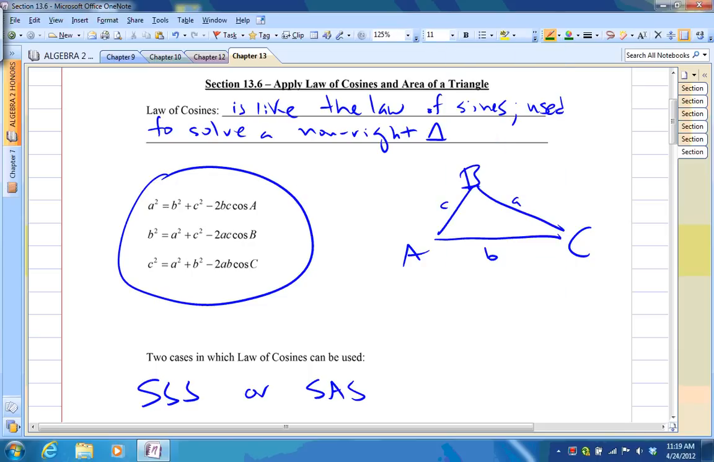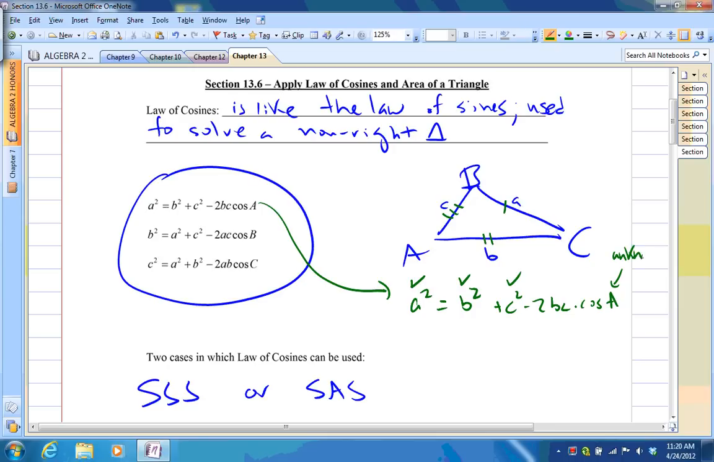If you happen to know all three sides, then if you use this formula here, a squared, which we know, equals b squared, which we know, plus c squared, which we also know, minus 2bc times cosine A. That would be your unknown. But of course we know b and c, a squared, b squared, c squared, all the lowercase stuff. So you'd have one equation with one unknown. You could solve for angle A.